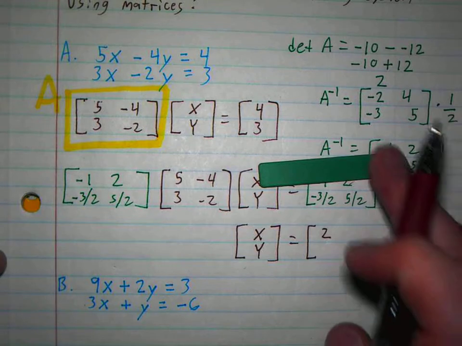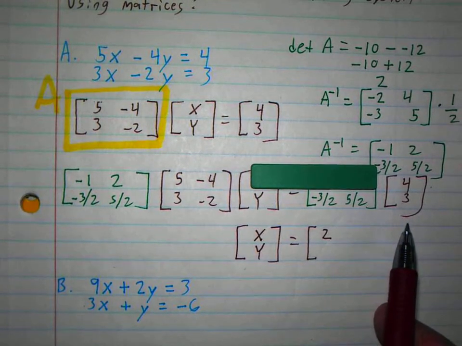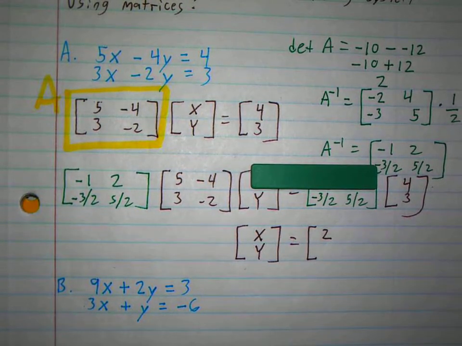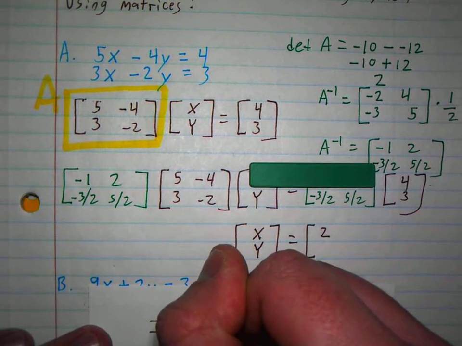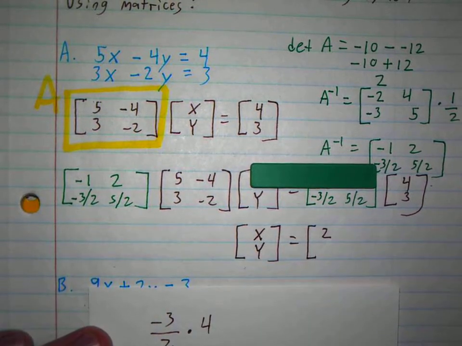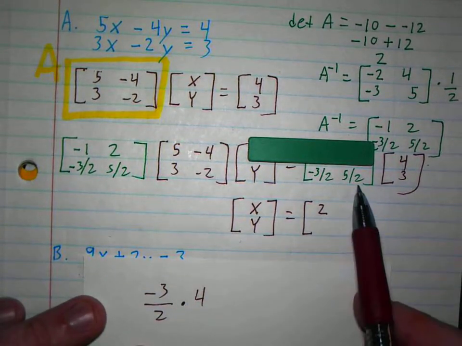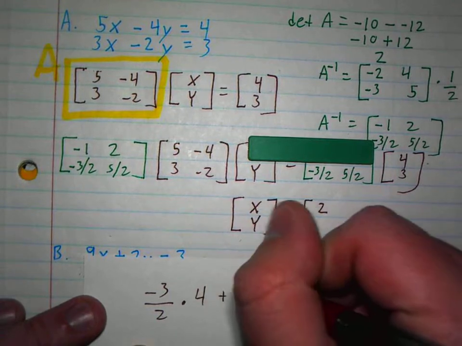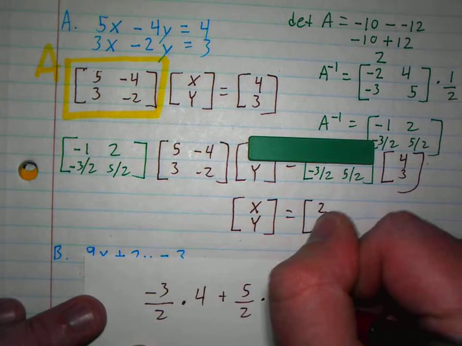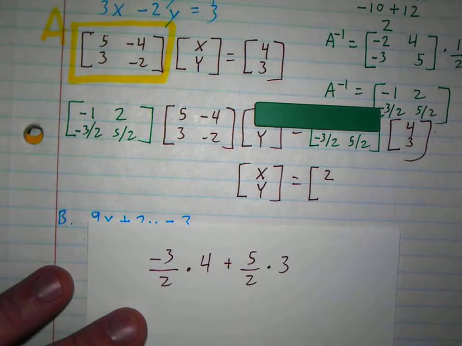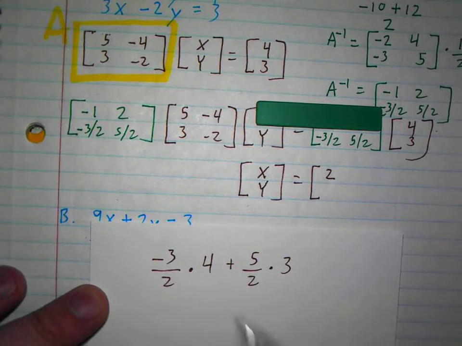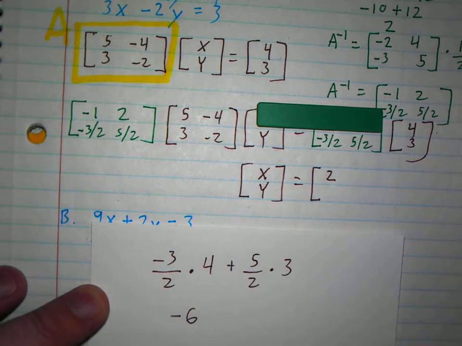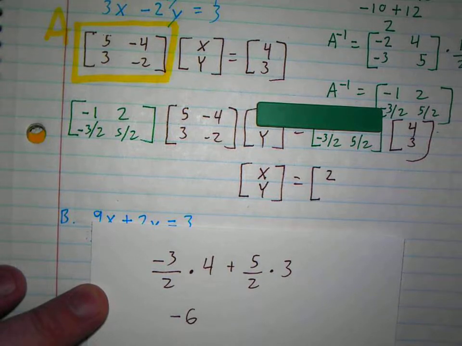And then you go to the next row, -3/2 times 4. You may have to write that one down. So I'm taking -3/2 times 4, and then plus 5/2 times 3. So this is really -12 divided by 2, -6, right? And then 5/2 times 3 would be 15/2.